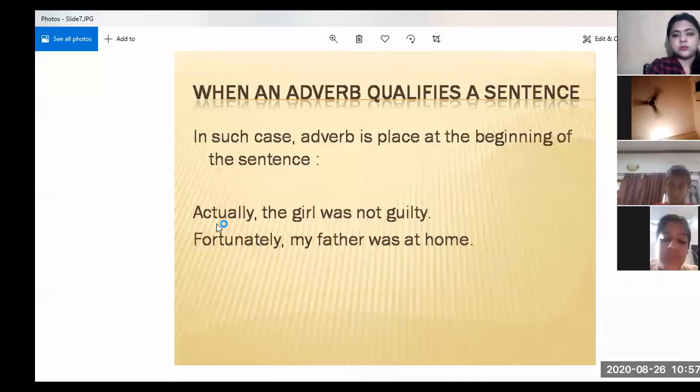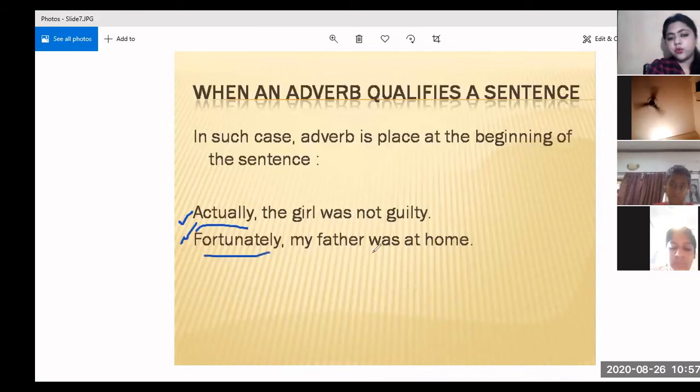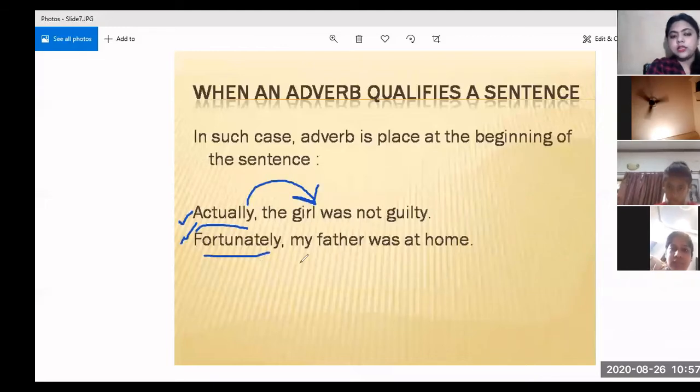So in this case, you can see actually the girl was not guilty. Here actually is an adverb. And in the second example, you can see fortunately my father was at home. So these two adverbs are qualifying the whole sentence and not a single word, so we place them right at the beginning of the sentence.